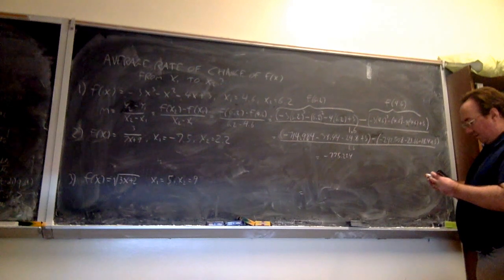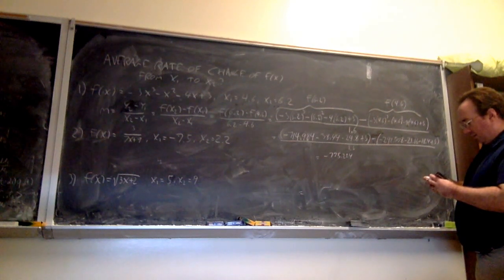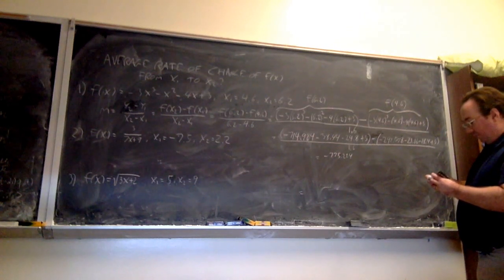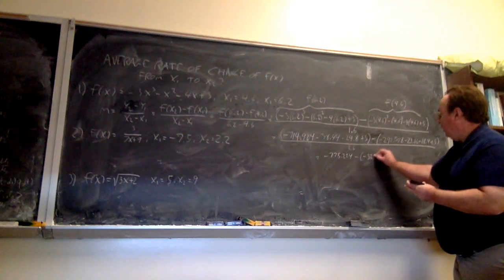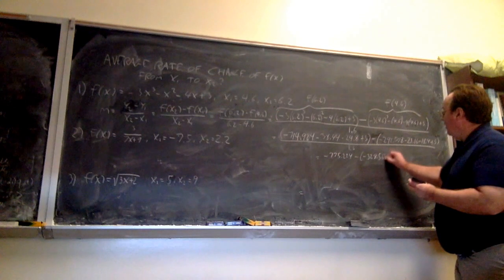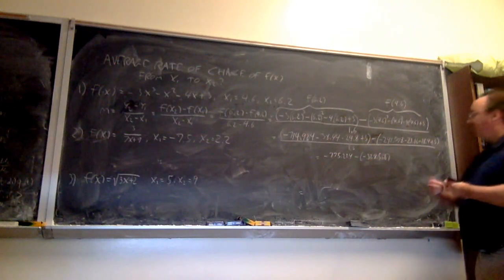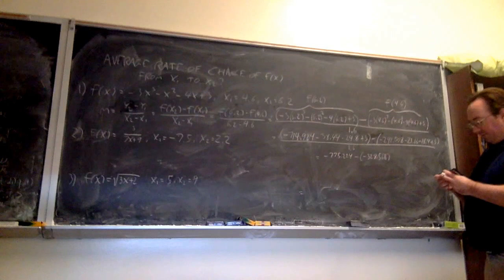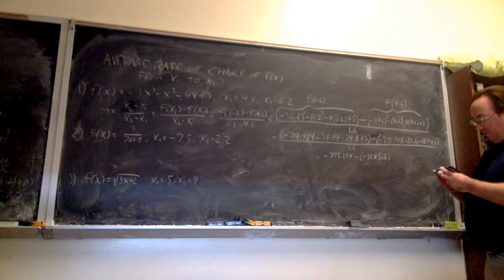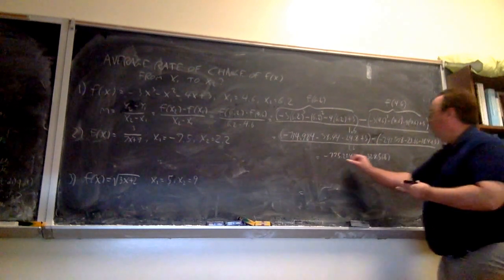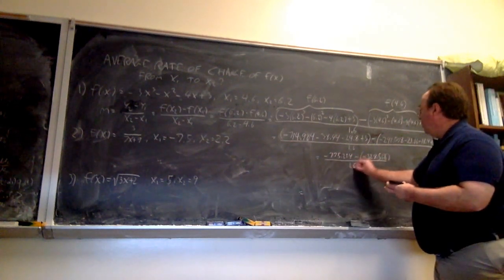minus 21.16 minus 18.4 plus 3. So I have minus 328.568. So this minus and minus gives us a plus. So okay, and all of this, don't forget, is divided by 1.6.